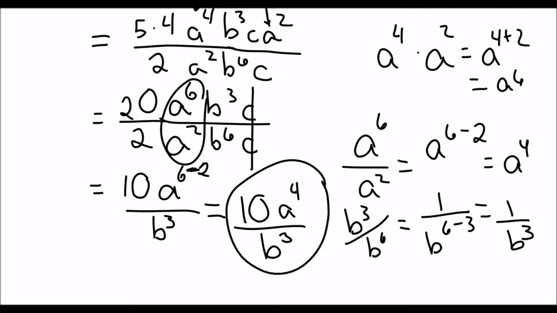And remember, the reason we could cancel the c's out is because they're right above each other. Or you could also think c to the 1st minus 1, when we bring that other c up, that's going to be 0, which we know everything to the 0 equals 1.